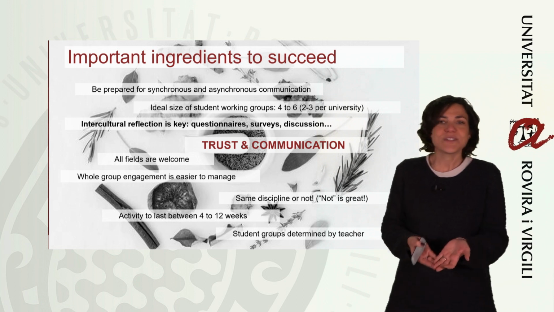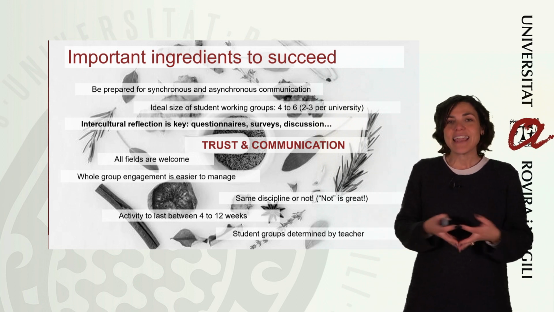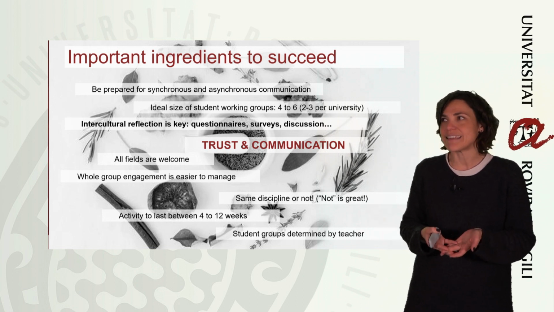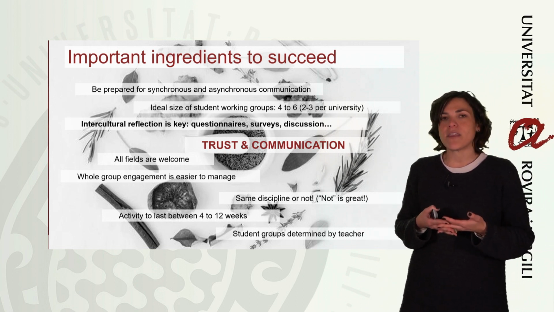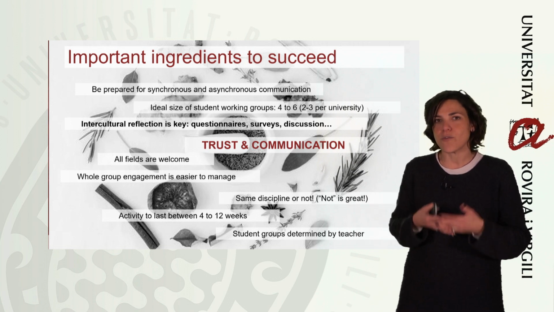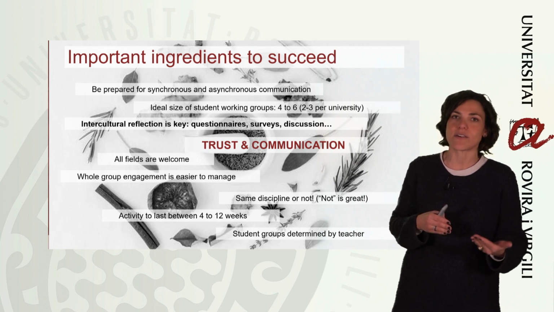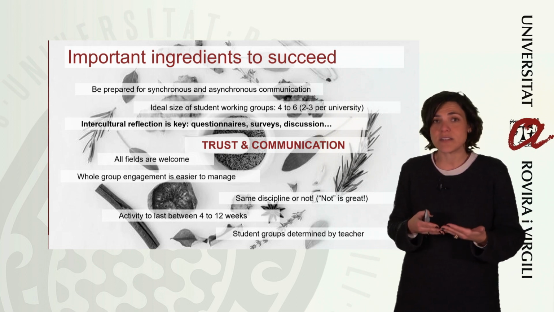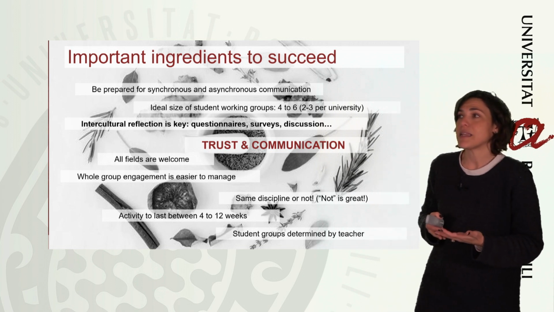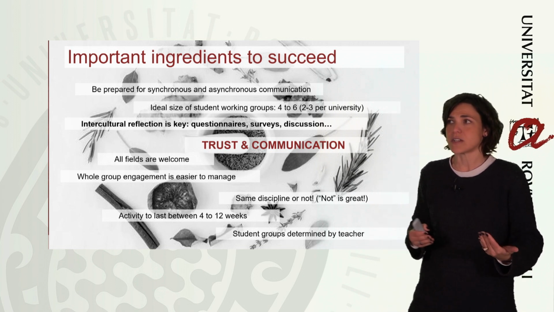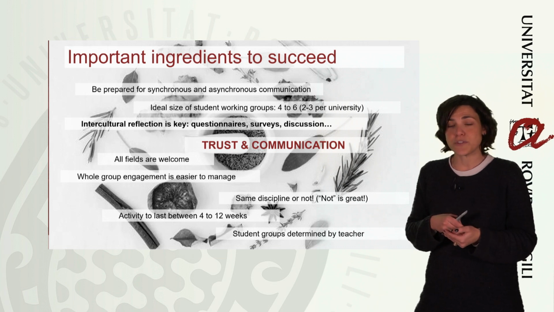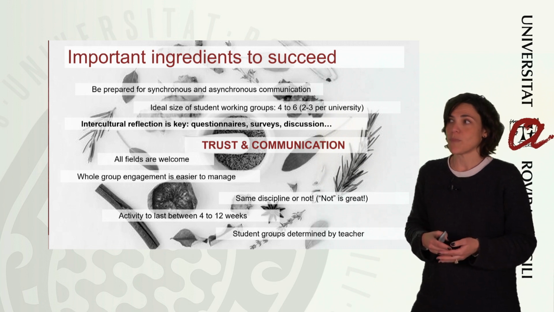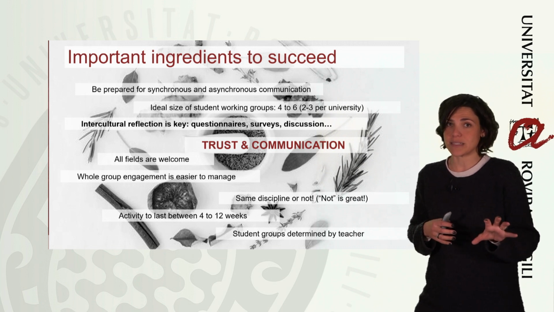So what are the most important ingredients to succeed? We have a very interesting meal in our tables, but what do we really need? So it's very easy, or it's easier if you're ready to implement synchronous or asynchronous session. That means if you have a same time zone or it's easy to connect, you can plan for synchronous meetings, but be open to asynchronous interaction as well. The ideal size of student working groups, as in normal teamwork, is 4 to 6 people. So that means 2 or 3 people per institution.